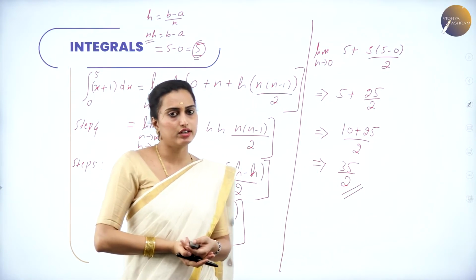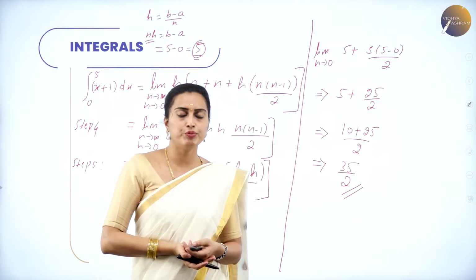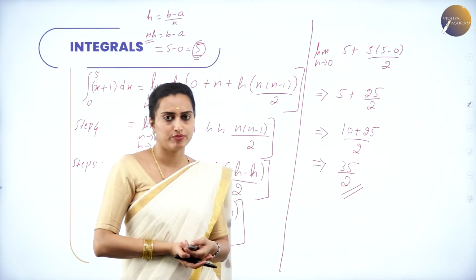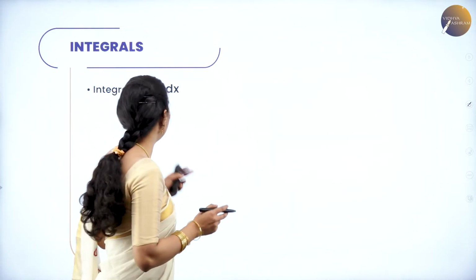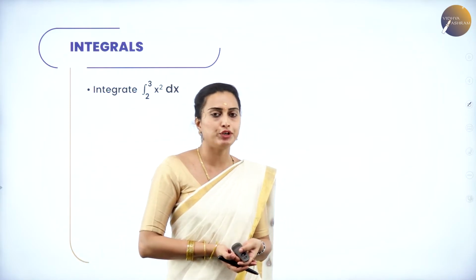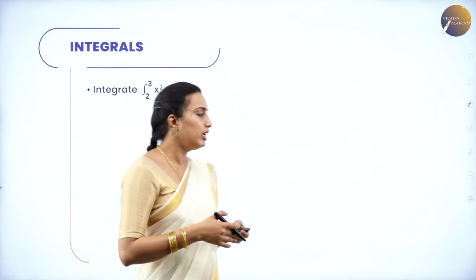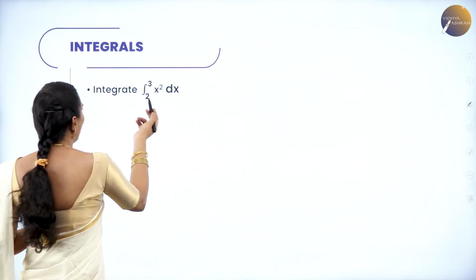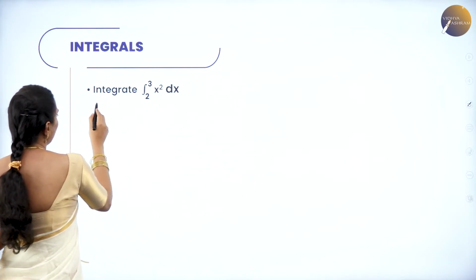You are going to get it as, dear students, I hope you understood these steps also. Now we'll be moving on to the next problem. What they have asked: integrate 2 to 3, x squared into dx, as a limit of a sum. Now here, formula you know already, but I am going to write it once.